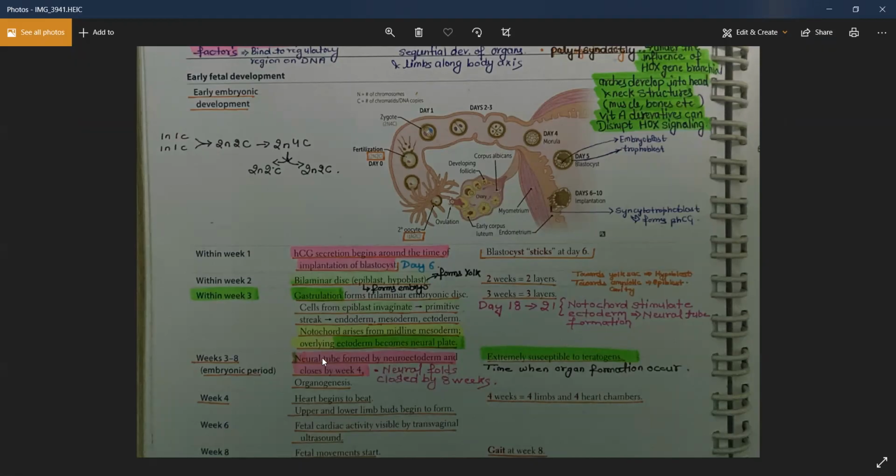Okay, so the neural tube is formed up to day 21. That means up to the 3rd week. And within 3 to 8 weeks, you will have a closure of neural folds. And this is the only time where you have the development of all the organs. And that's why every teratogenic drug you know acts on this 3 to 8 week period to cause organ malfunction, organ maldevelopment. So this is the time where your fetus is extremely susceptible to teratogens, because at that time you have the organ formation, organogenesis.